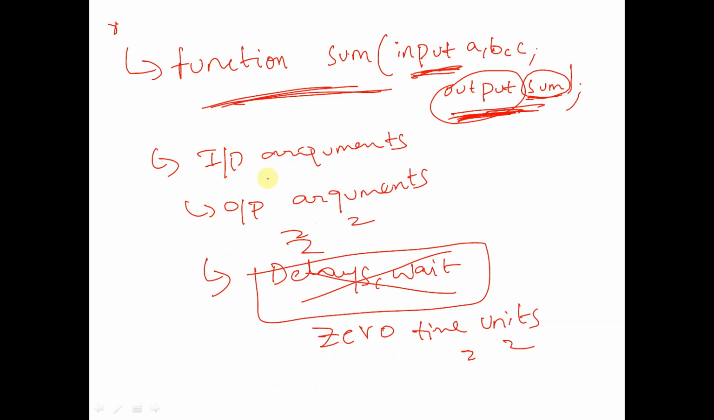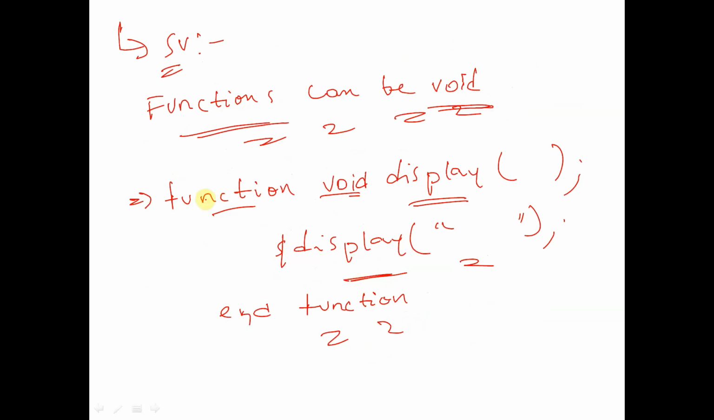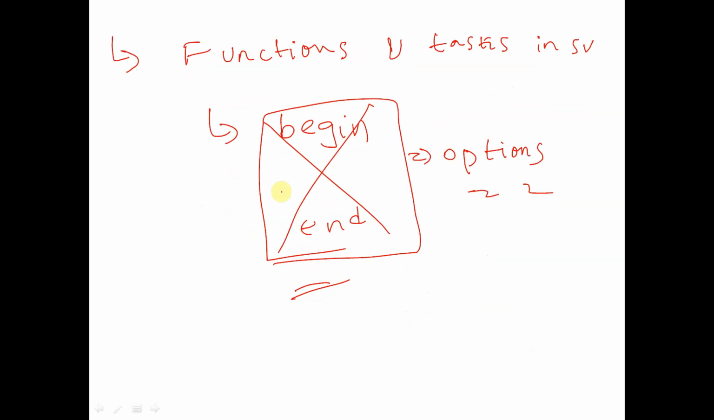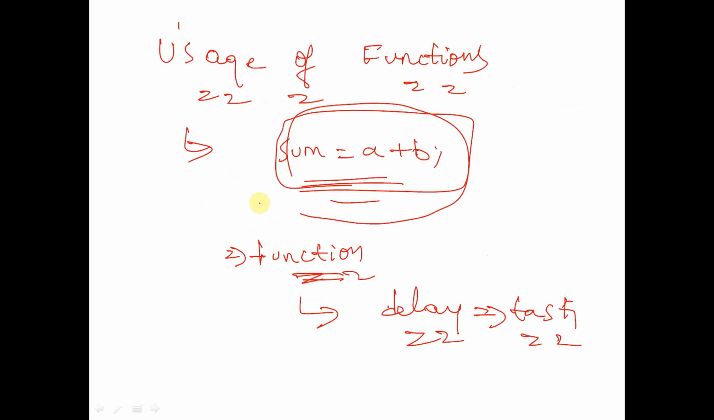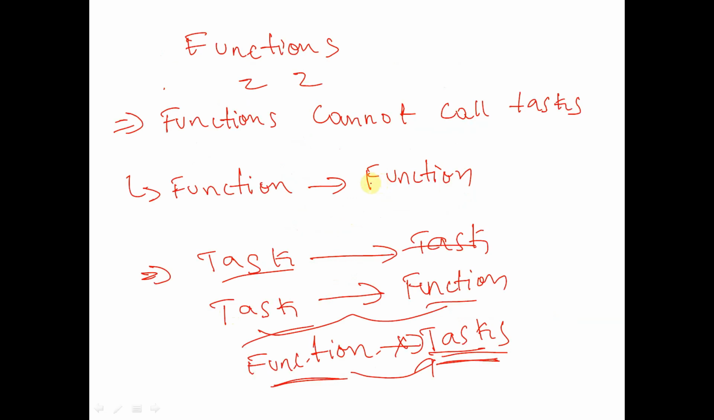In SystemVerilog functions, we can have input arguments and output arguments, and a function should complete in 0 time units. Functions can be void, and we have discussed void functions in SystemVerilog. We have also discussed the usage of functions and tasks: we use them in scenarios where the logic is repeatedly used.